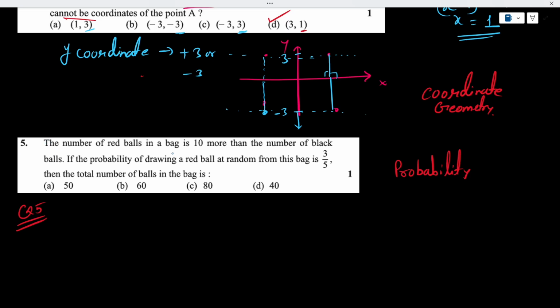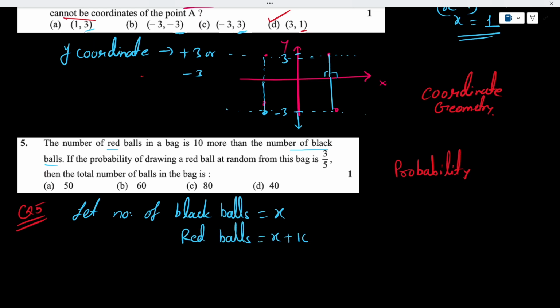The number of red balls in the bag is 10 more than the number of black balls. I don't know how many red balls, how many black balls. So can I take it here? Let the number of black balls be x. Now you don't need to write down these steps, I am writing so that you all understand these questions properly. Let the number of black balls equal x. So how many red balls will be there? 10 more than black balls, so it will be x plus 10, right?